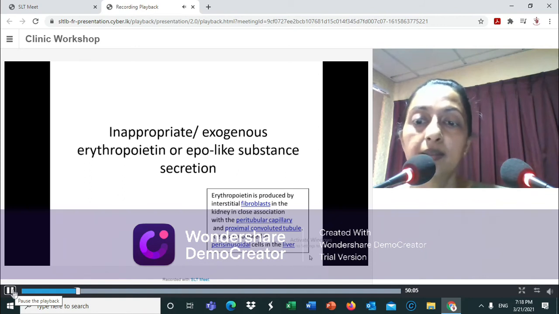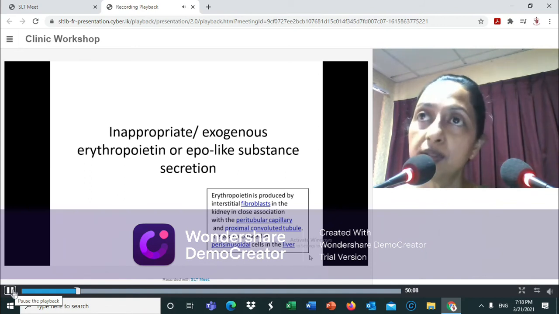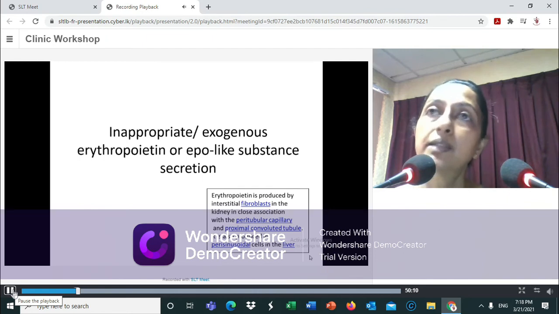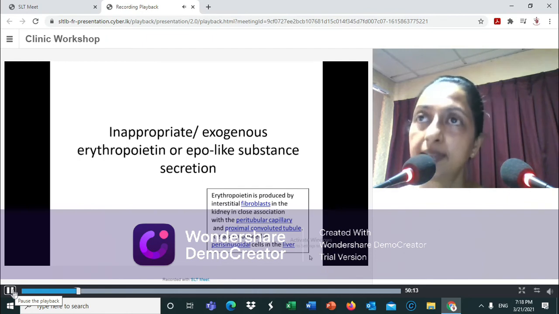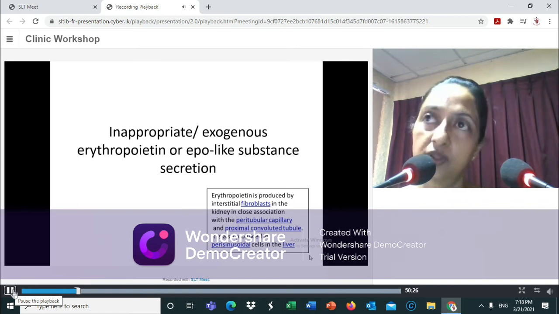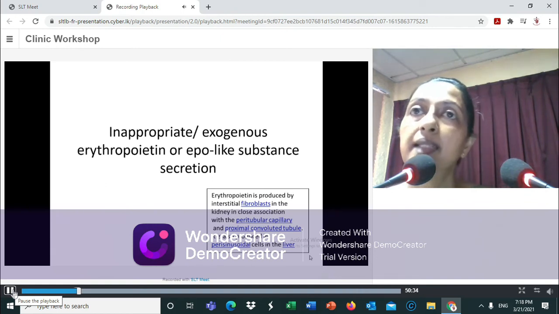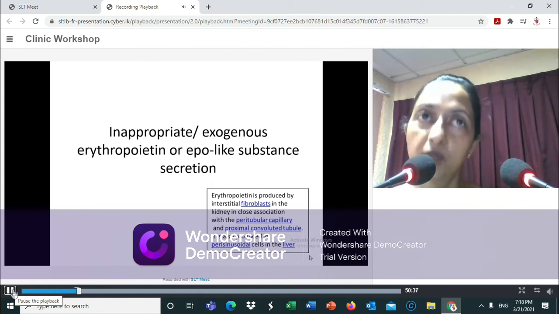Then inappropriate or exogenous erythropoietin. As you know, erythropoietin is produced mainly in the kidney fibroblasts, and a small amount is produced in the perisinusoidal cells of the liver. So inappropriate means the normal sites are producing excessive, abnormal amounts. That is called inappropriate erythropoietin secretion. Exogenous erythropoietin means there is some other source in the body, some abnormal source, producing erythropoietin or an erythropoietin-like substance. Right?